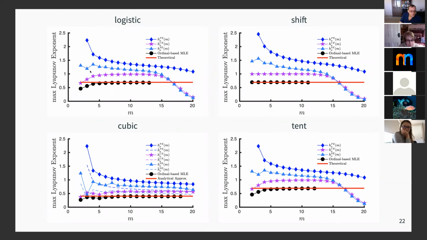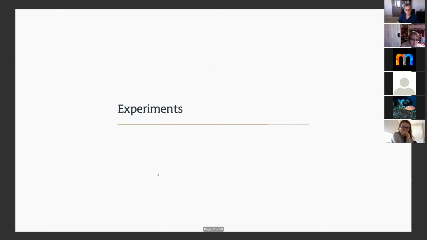So this is for a small number of simple maps, estimating that maximum Lyapunov exponent in exactly that way via different estimates of entropy versus the value that we expect to get, the red line. So the ordinal method, the network based on the method we just described in previous slides, performs best. Right? It's getting closest to the actual value of the Lyapunov exponent. So that's all the toy examples over with.